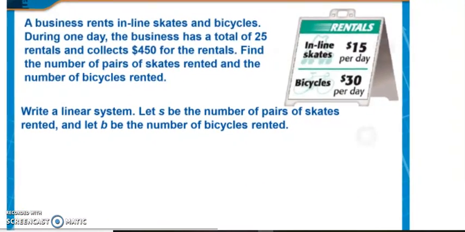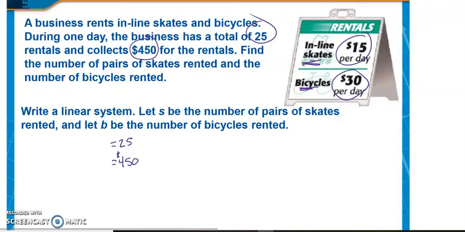For this one, we're just going to write the system. I'm not going to solve this one, but we'll solve another one. The system on this one, there are 2 things happening here. The business has a total of 25 rentals. That's important. And collects $450 for the rentals. So those are our 2 totals. We'll write that right now. Equals 25 and equals 450. Money goes with money. So we're looking at inline skates at $15 per day and bicycles for $30 per day.